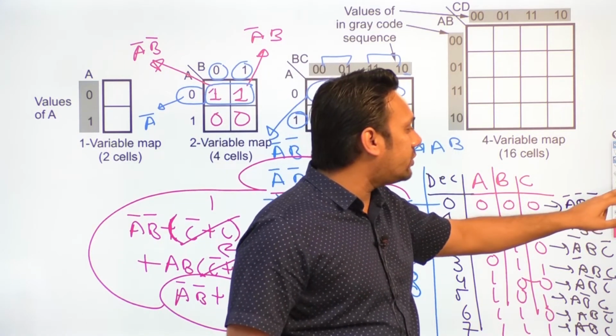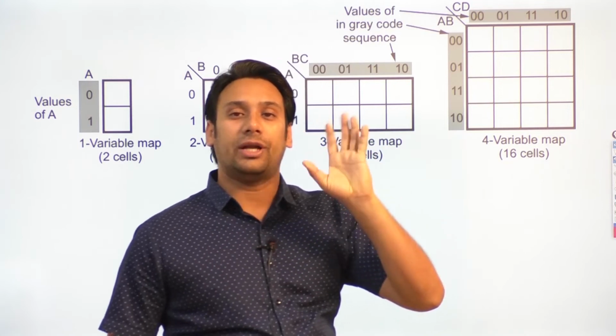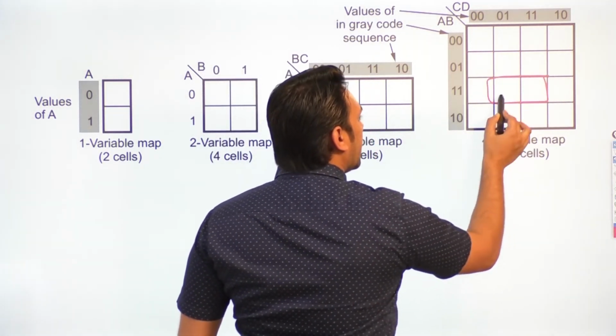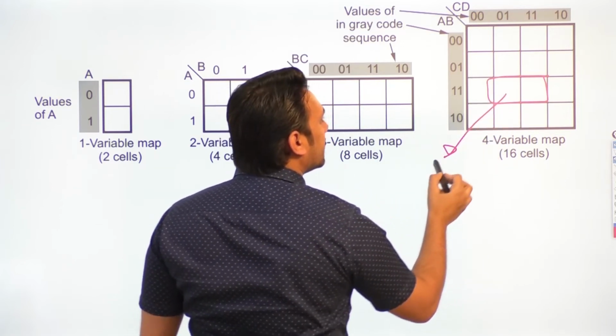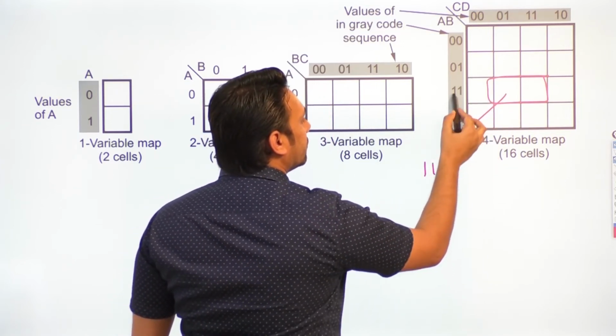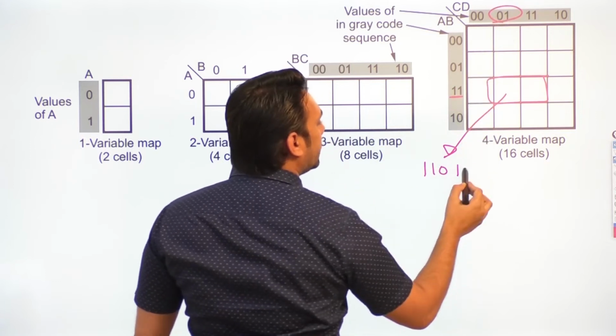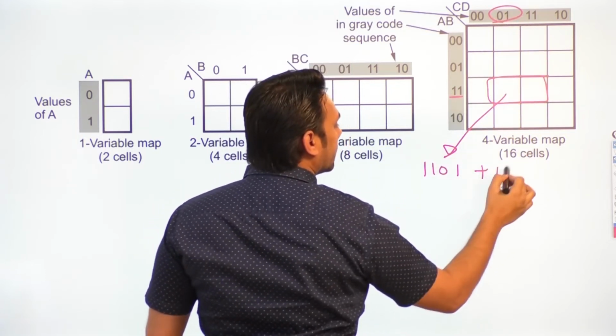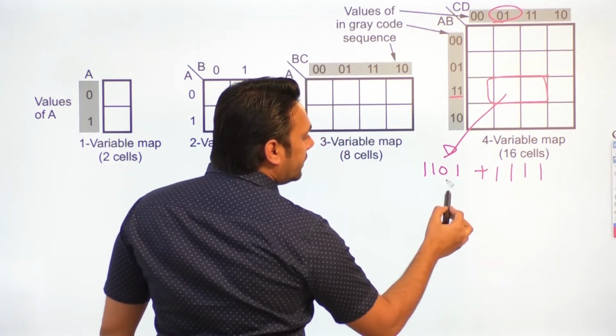So if you take any two adjacent cells whatsoever, any two random adjacent cells, like I can take these two adjacent cells, I can take these two adjacent cells. This cell is representing 1, 1, 0, 1. So 1, 1, 0, 1, right? And this cell is representing 1, 1 and 1, 1. Correct? So here you can see only 1 bit is changed.